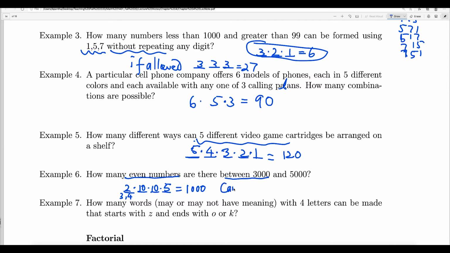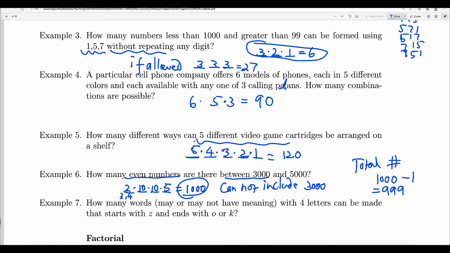So we cannot include 3000. The total numbers will be 1000, but you want to exclude that one number, that is 3000. So the total number of numbers is 999. That is, there are only 999 even numbers between 3000 and 5000.